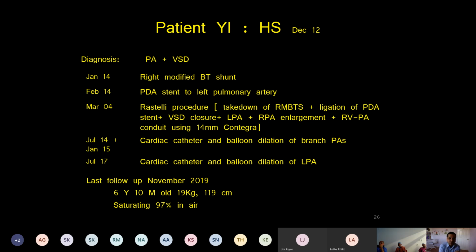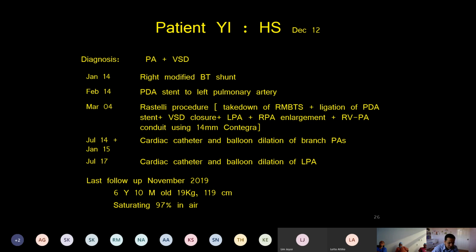So this patient born in December 12, pulmonary atresia VSD, and this is the pathway. This is how this patient has moved forward. So right modified BT shunt and then a PDA stent to the left pulmonary artery. I thought that was fairly fascinating to have a right-sided BT shunt and a left-sided pulmonary blood flow being enhanced with the PDA stent being put in. And then after 10 years, so by the time this patient is 12 years of age, he gets a Rastelli procedure done, has further cardiac interventions, and then is doing pretty well.